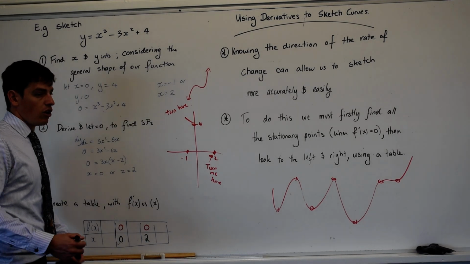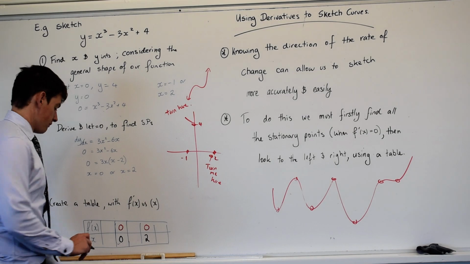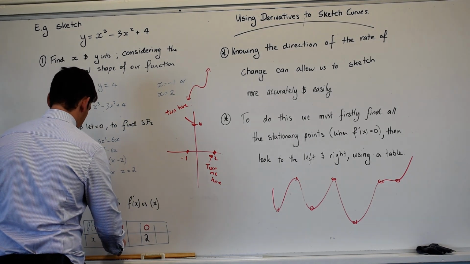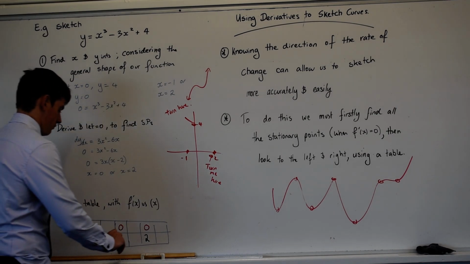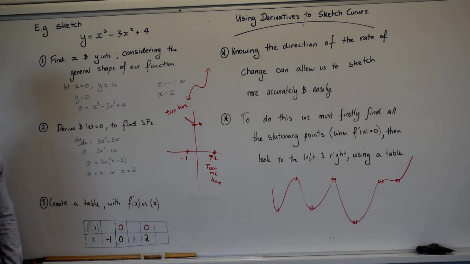I can use whatever I like. Why would I use negative 1? Because it's already on the thing, because we're lazy and it's easy, but that doesn't matter. What point should I pick between 0 and 2? 1. Why? Because we're lazy and it's easy. And it's probably a tech-free question. What about bigger than 2?